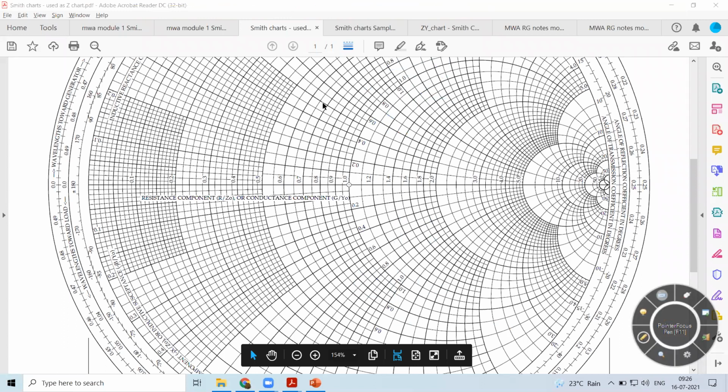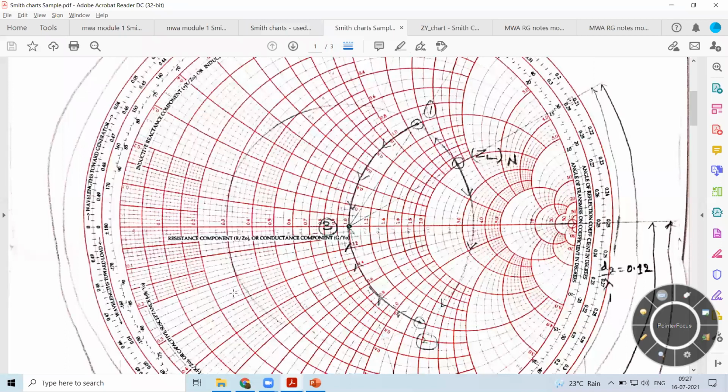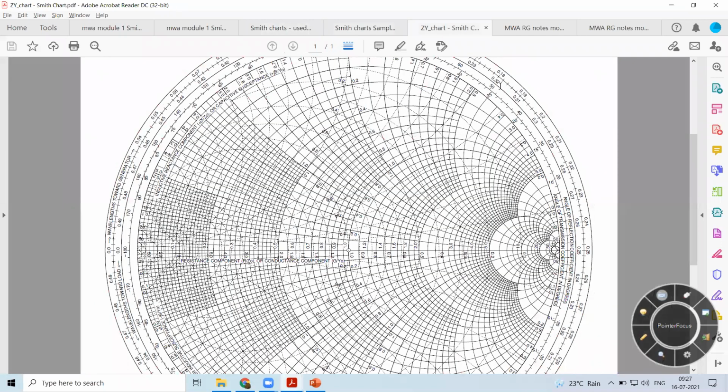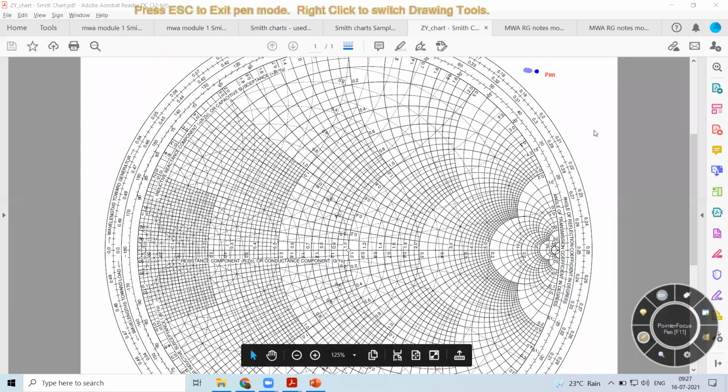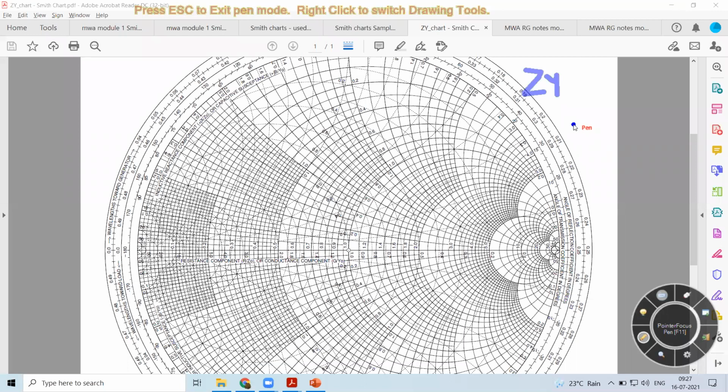So now we have a chart which is a superimposition of the two charts we have discussed here. That is this chart. Here it is not that clear, so you can just check out here. There is another chart which is termed as the ZY chart. That is the Smith chart used as a ZY chart. In this case, you can observe you have these circles, right? These are resistance circles, and this side you can see the dotted lines. These are the conductance circles. So in the same chart, it is a superimposition of both.